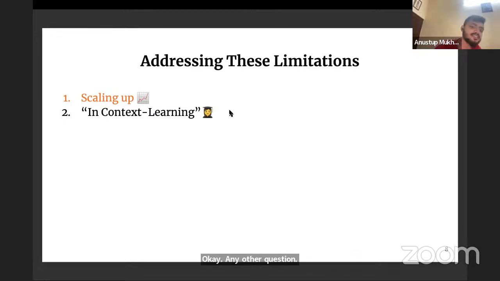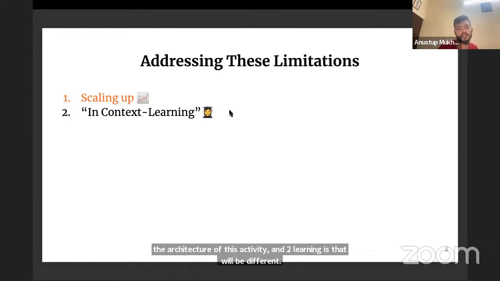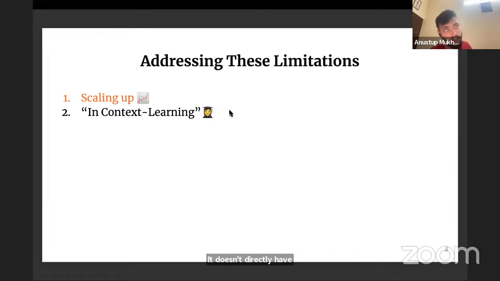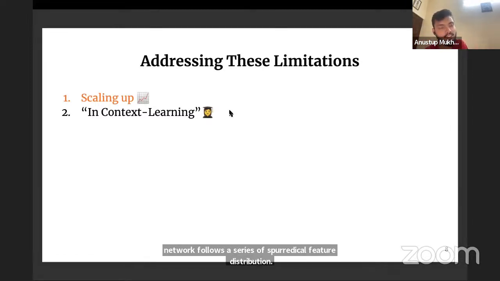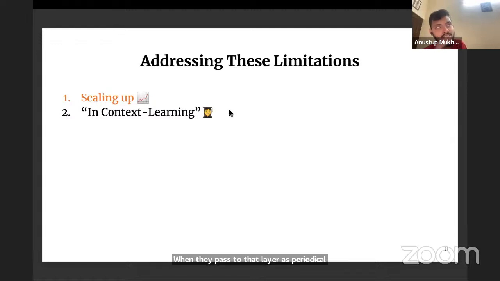No, the architecture of ChatGPT and Q-learning is a little bit different. It doesn't directly have access to the Q-learning architecture, though they introduced a different type of network, not the same as Q. So they're using a T-shaped network. That T-shaped network follows a series of periodical feature distributions when they pass to that layer. A periodical feature distribution is not always a spheroid; sometimes it is called an ellipsoid as well.